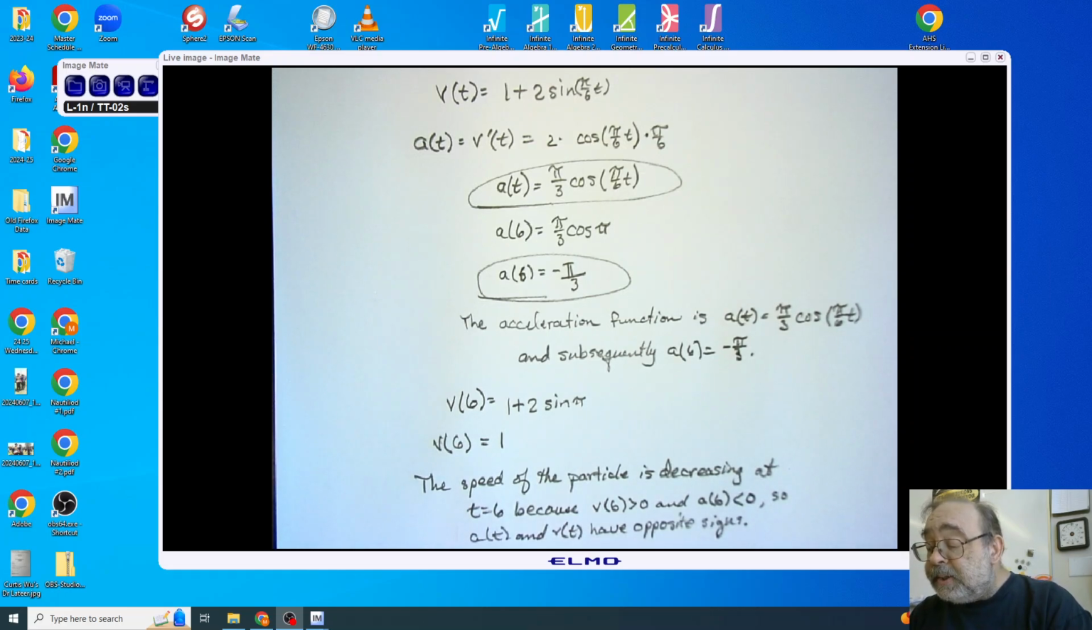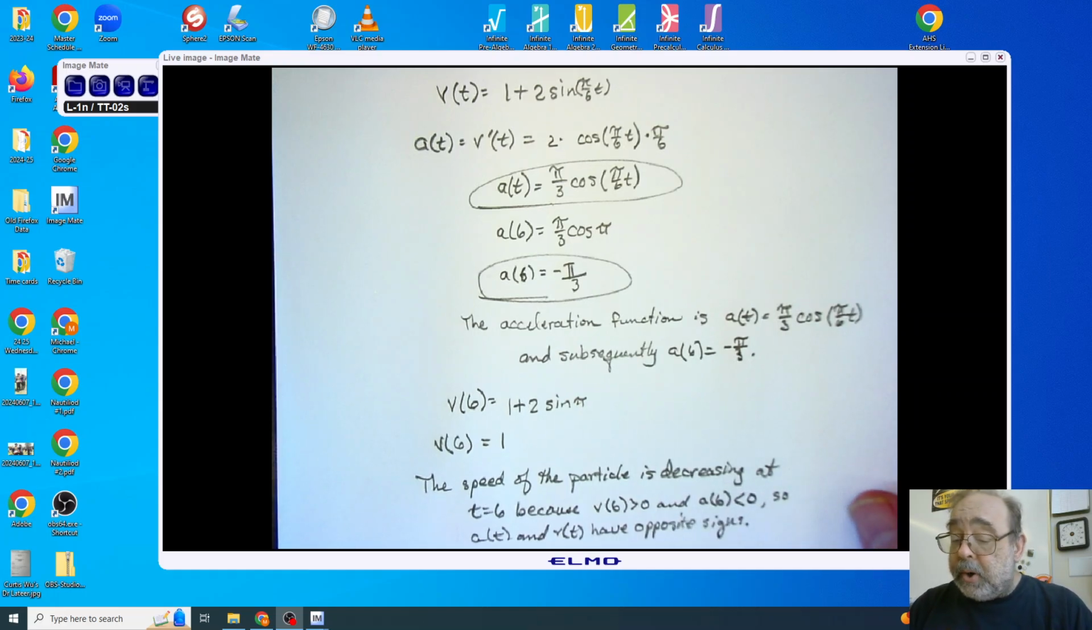The speed of the particle is decreasing at t equals 6 because the velocity at 6 is greater than 0 and the acceleration of 6 is less than 0, so a of t and v of t have opposite signs. And there we have our FRQ involving particle motion.